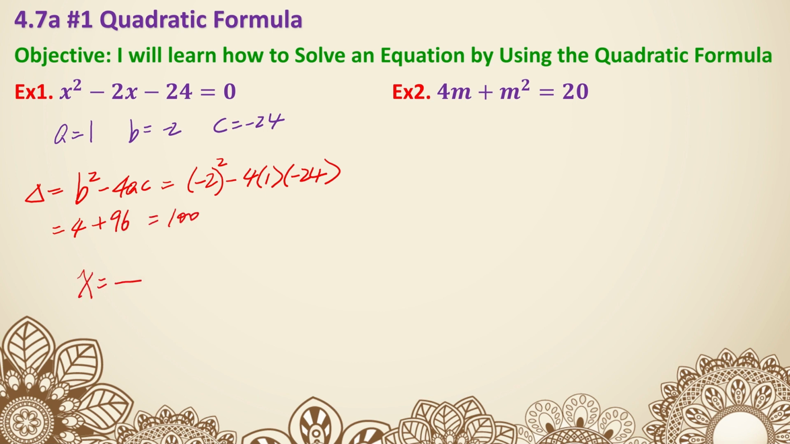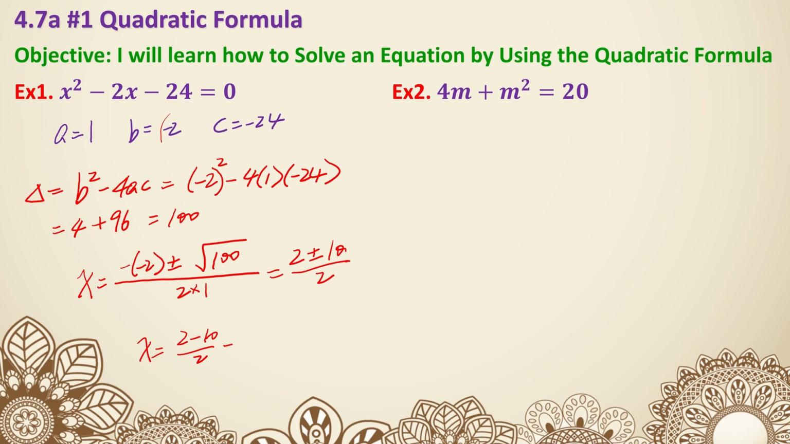Now let's find the answer. Negative b, my b is a negative 2, so it's going to be a negative negative 2 plus minus square root of 100 all over 2 times 1. So negative a negative 2 is a positive 2 plus minus square root of 100, which is a 10, all over 2. I have two separate answers. One is going to be the minus: 2 minus 10 is a negative 8, over 2 is a negative 4. And the other is going to be the positive: 2 plus 10 over 2 is going to be a 12 over 2, which is a 6.